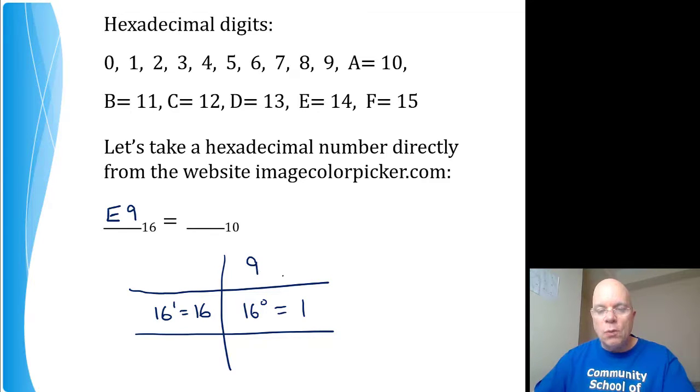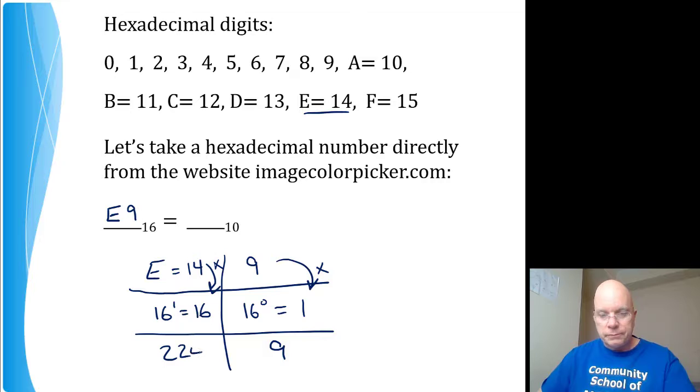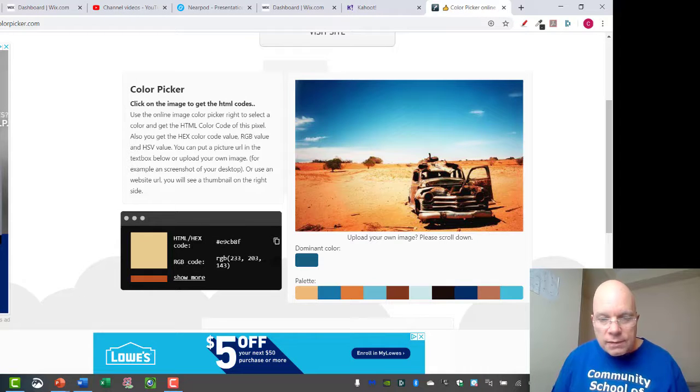And so if I have a 9 in the ones place, 9 ones are 9. If I have an E in the 16's place, E is 14. So that means I have 14 16's. 10 16's is 160, 4 16's is 64. 160 and 64 is 224. And if I have 224 and 9, I have 233 in base 10. That's what this said. The E9 was 233.